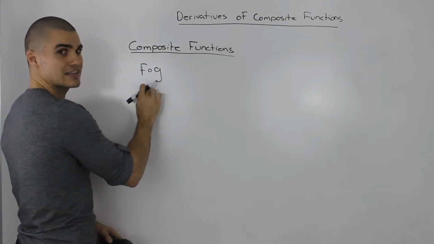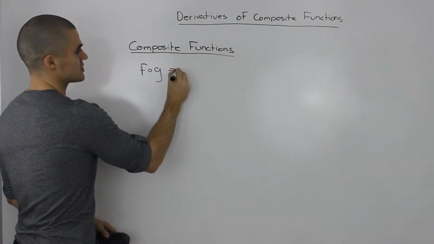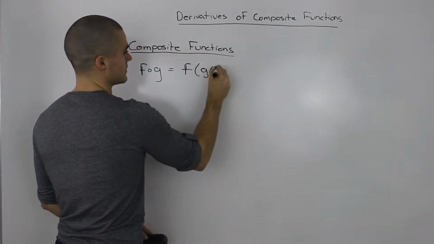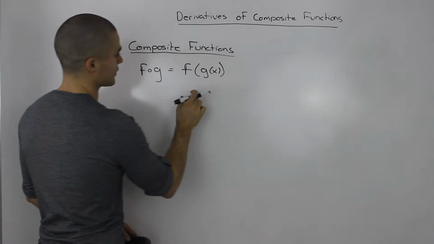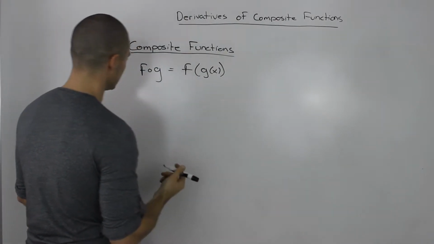You remember seeing this kind of notation, this f open dot g? Well, that's just the same as f of g of x. Okay, and that's a composite function. It's a function within a function. So, let's do an example.